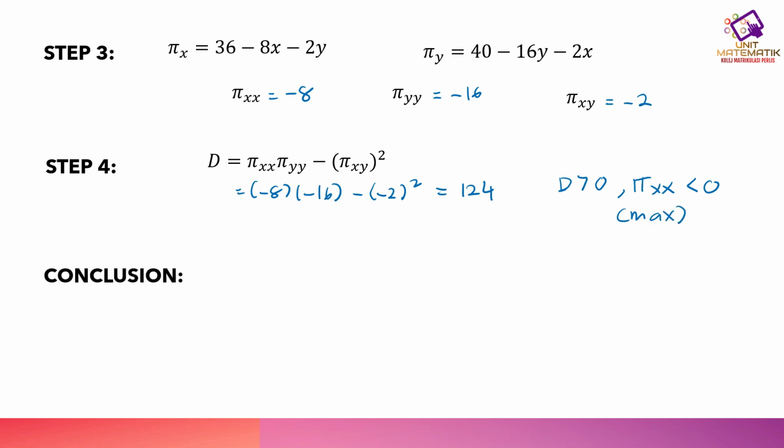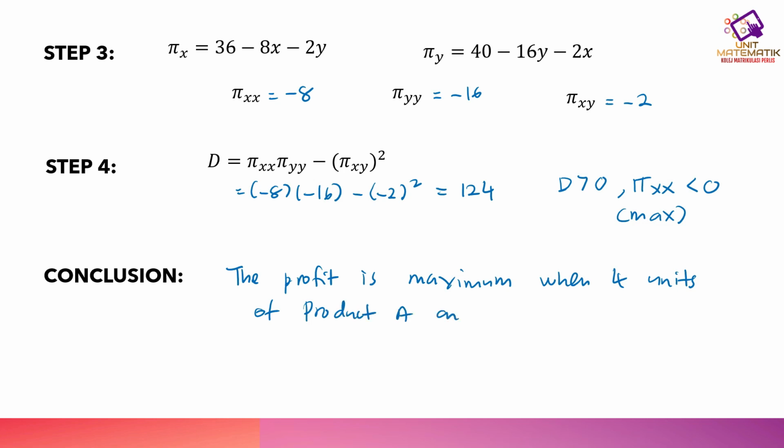Okay, now we can proceed to the conclusion. The question is to prove that the profit is maximum. The profit is maximum when 4 units of product A and 2 units of product B are produced.